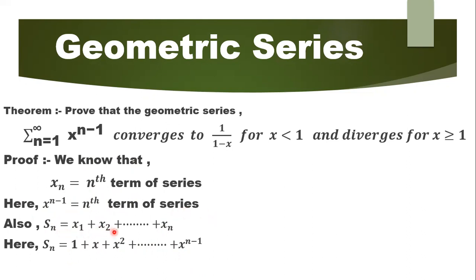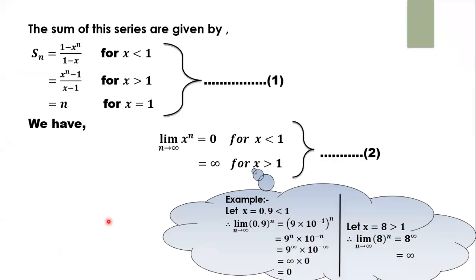Similarly, Sn is denoted by x1, x2 up to xn. But here, in the case of the geometric series, Sn is equal to 1 plus x square up to x raised to n minus 1. Now, the sum of the series is given by Sn equal to 1 minus x raised to n upon 1 minus x for x less than 1, and it is equal to x raised to n minus 1 upon x minus 1 for x greater than 1. It is equal to n for x equal to 1. We will call this equation 1.